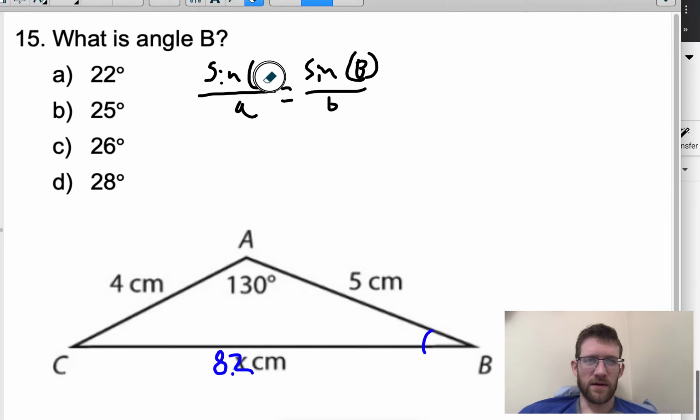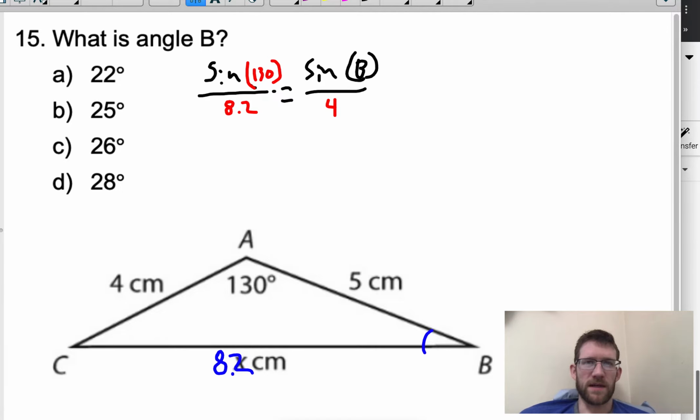I know that angle A is 130. I know that side A, thanks to the previous problem, is 8.2. And then angle B is my unknown, but I know that little b is 4 centimeters. So I can plug in 4 here. Cool. Then I just have to solve for b.